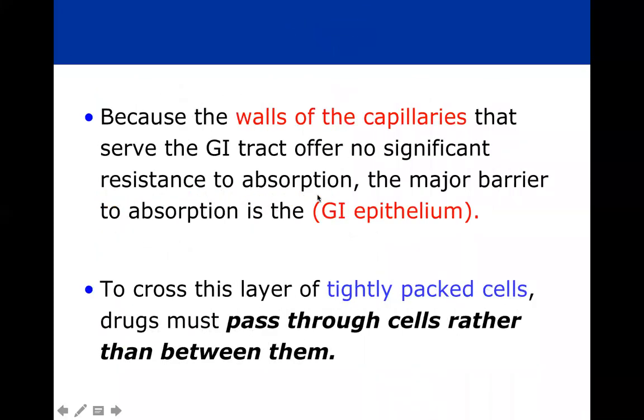Because the walls of capillaries that serve the GIT tract offer no significant resistance to absorption, the major barrier to absorption is the GIT epithelium. To cross this layer of tightly packed cells, the drugs must pass through cells rather than between them. So the drug has to pass through the epithelial cells rather than pass between these cells.